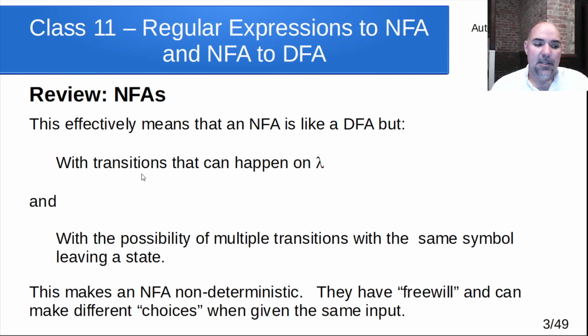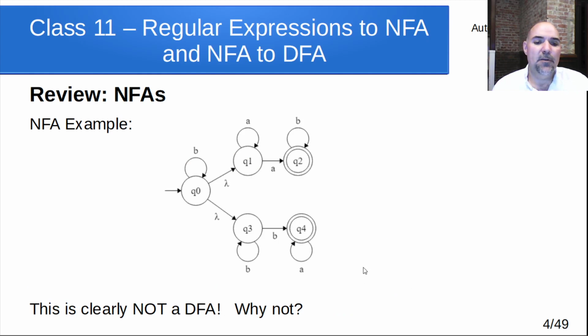And that makes the NFAs non-deterministic because they can decide or choose whether to use the lambda or not use the lambda. Or they could decide, given a symbol that has multiple edges leaving a state going other places, which one it wants to take. So given an A, I could do this, or I might do this. So we're giving it that choice of what it wants to do with it. And here was our example.